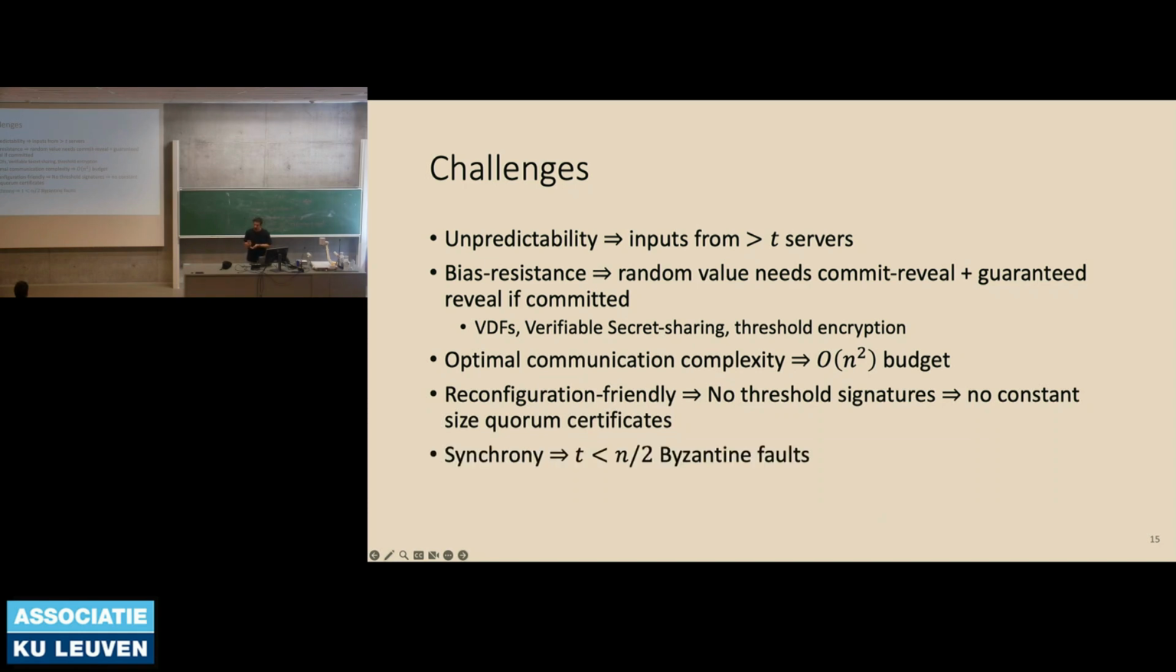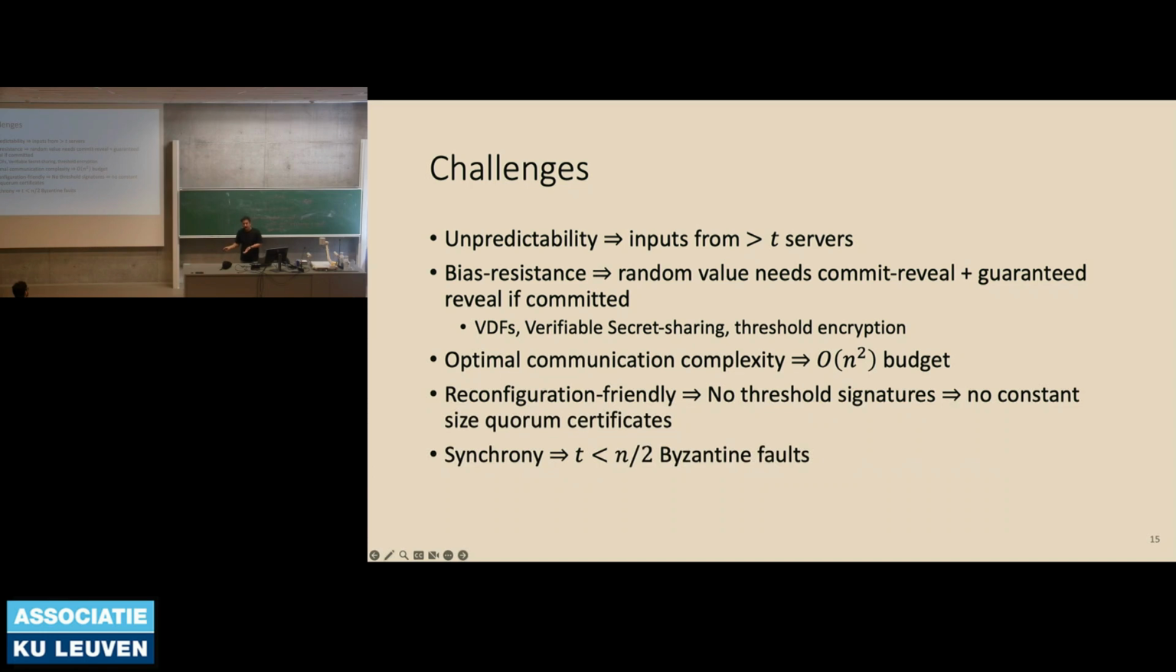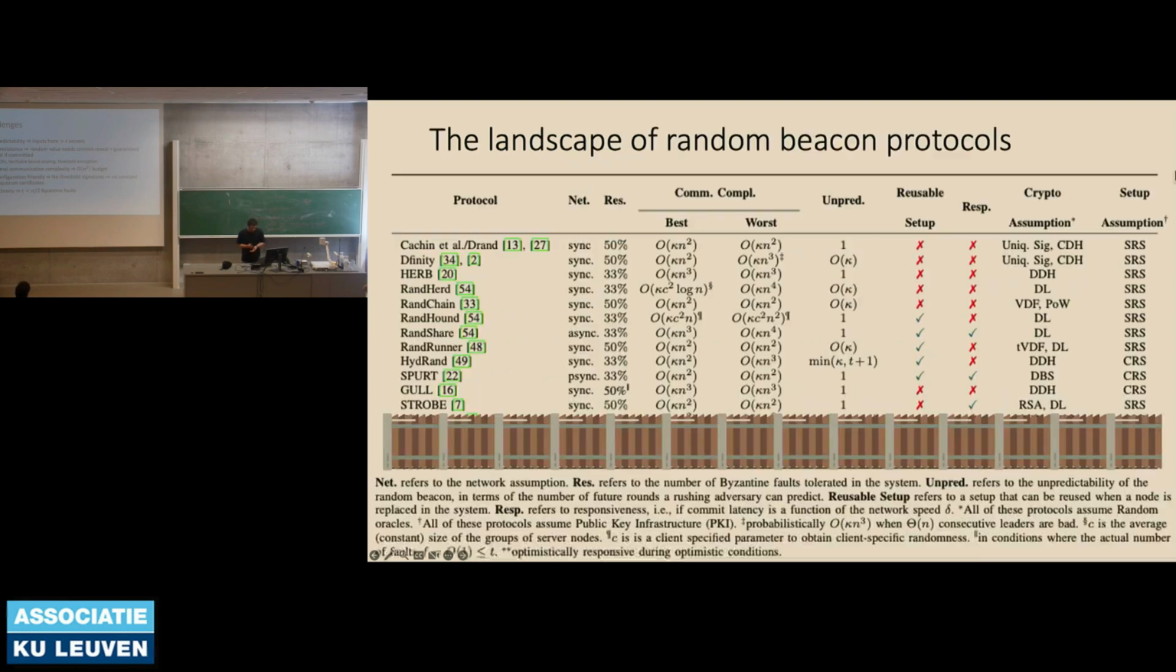And because we are in delta synchrony, the optimal fault tolerance is actually up to half. So we know that it's possible to tolerate up to half. And in our random beacon protocols, we don't want to be away from optimal. We want ideally a random beacon protocol to tolerate however much the system can allow, and that turns out to be half. So we want a random beacon protocol to also tolerate up to half Byzantine faults.